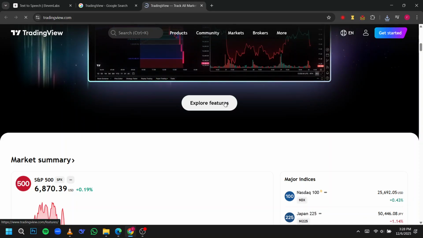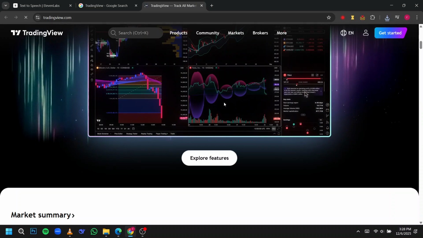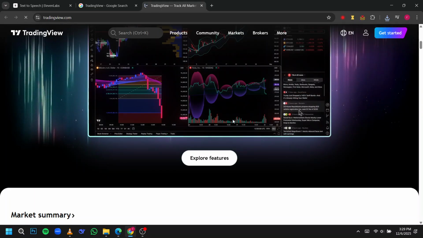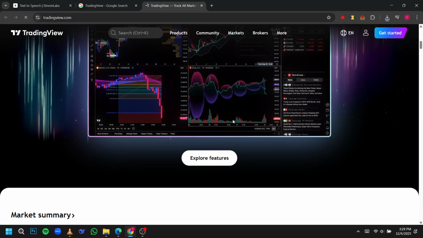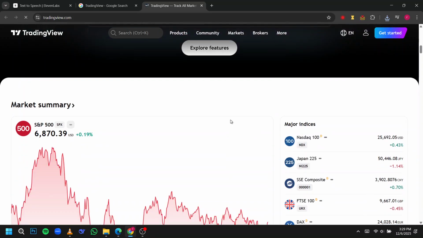TradingView is a cloud-based, all-in-one platform that combines charting, real-time data, alerts, automation tools, and even a built-in social network for traders. It doesn't matter whether you're a complete beginner or a seasoned pro. The interface is clean, modern, and extremely customizable. You can use it on your laptop, tablet, or phone, and everything syncs instantly thanks to cloud storage.